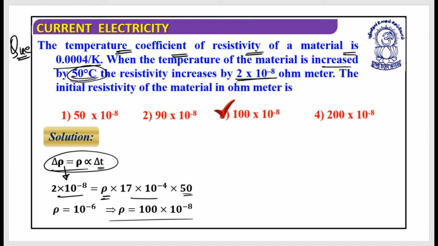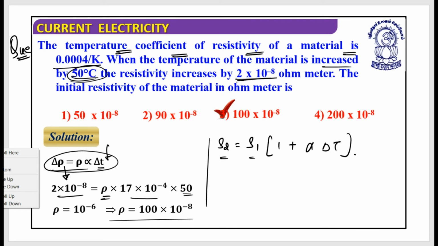I hope these things are clear. Is it clear? Are you sure? Great. Even this can be done: rho 2 is equal to rho 1 into bracket 1 plus alpha into delta T. This is the resistivity at temperature T, and this is the resistivity at 0 degrees Celsius. Even this can be done, but the earlier is the better approach. I hope these things are clear. Ready for the next question?